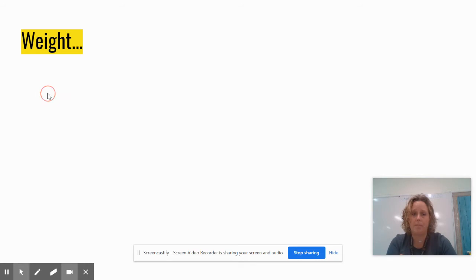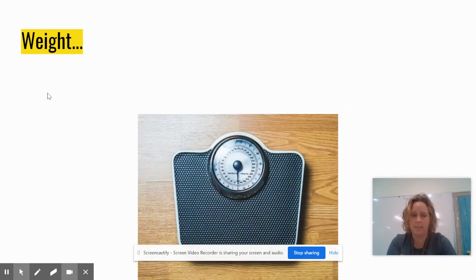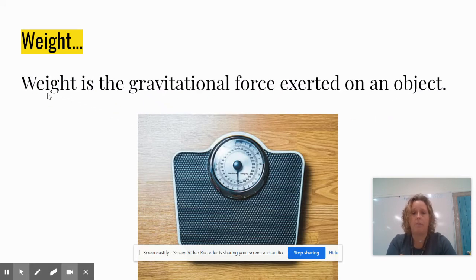All right, weight. When we hear the word weight, this is an image that we automatically see. We picture getting on a scale and getting a number as to how much we weigh. Weight is actually the gravitational force exerted on an object.